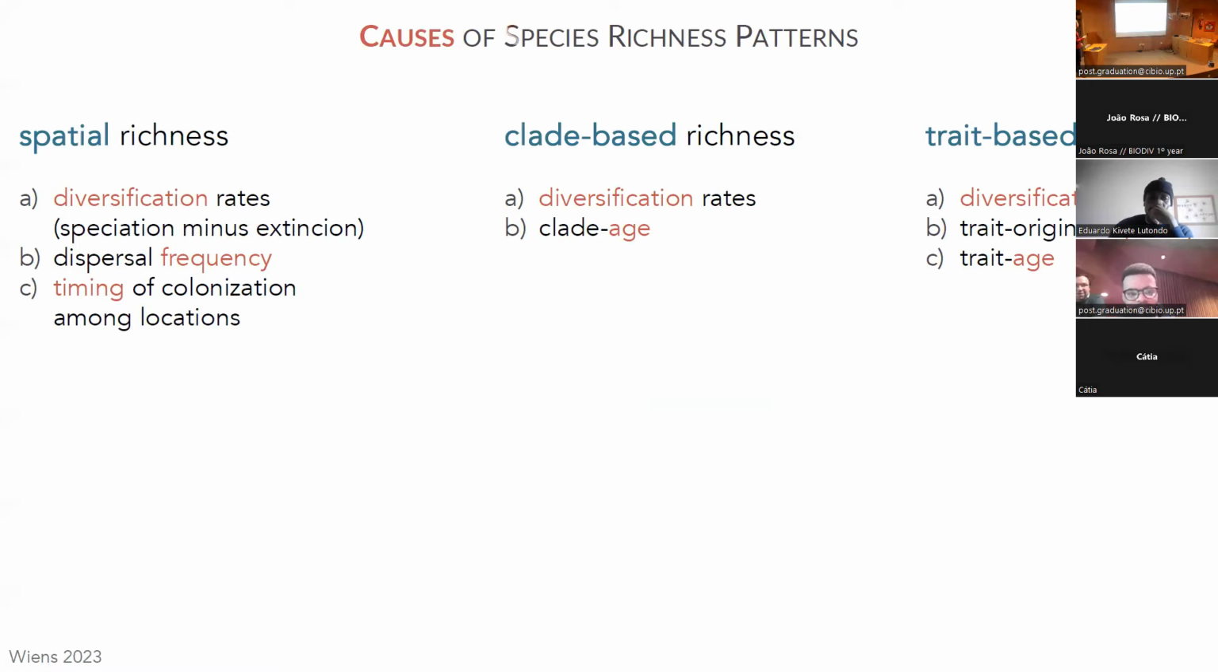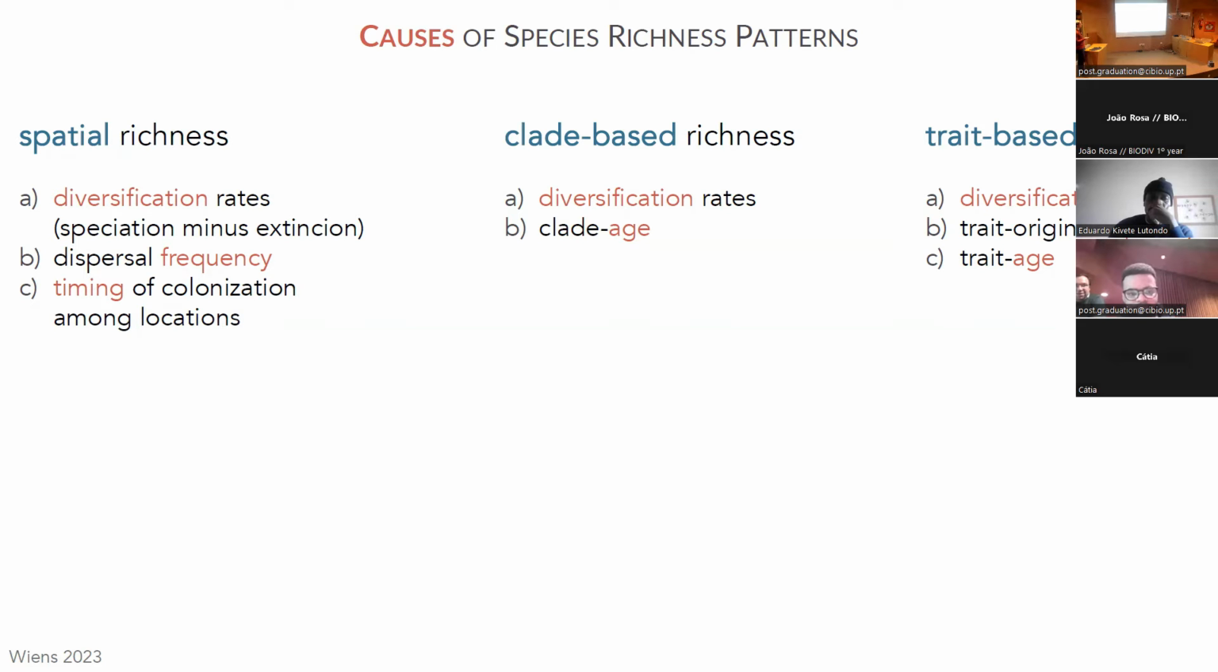Several direct causes have been identified that can directly influence species richness patterns. For example, spatial richness is directly influenced by speciation or extinction, dispersal frequency, or even the timing of colonization among locations, which will dictate how much time species have had to build up. Similarly, in clade-based richness patterns, clades with more species either have higher diversification rates or are older. And also influencing trait-based richness, we have diversification rates.